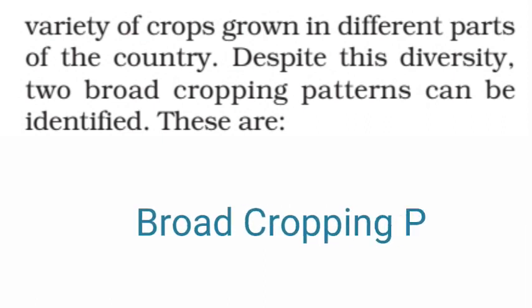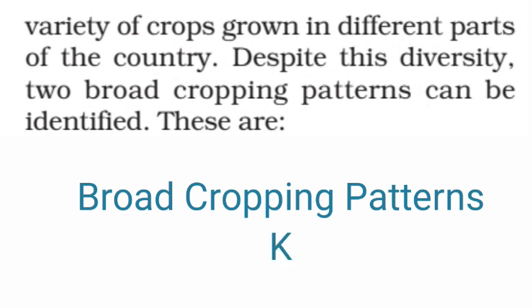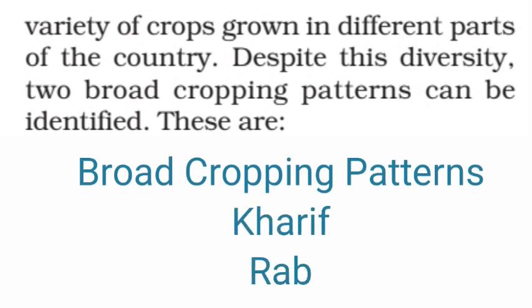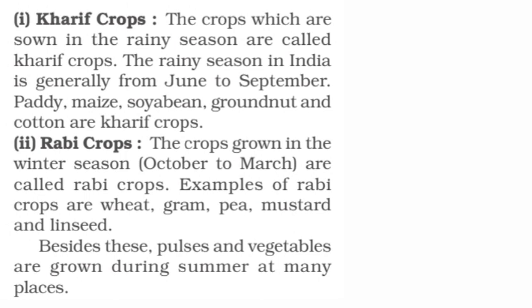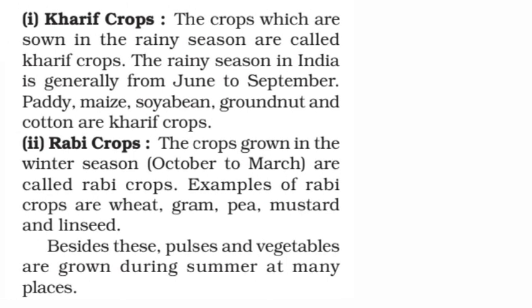Despite this diversity, two broad cropping patterns can be identified. What is meant by broad cropping patterns? As we discussed, climatic conditions influence the growth of variety of crop plantations. Those climatic conditions influence the classification of cropping patterns, which are called KHARIF and RABI. These KHARIF and RABI cropping patterns are influenced by climatic conditions, regions, area of our country.